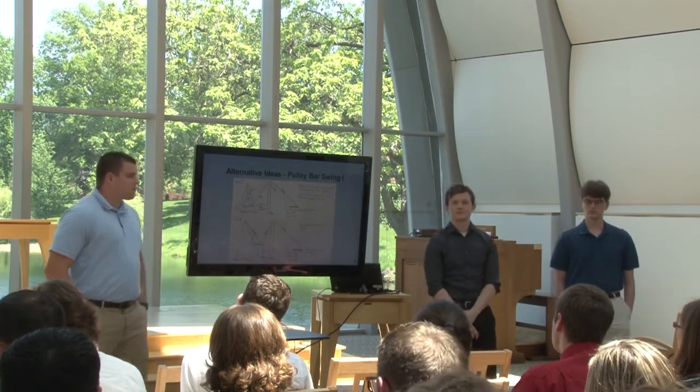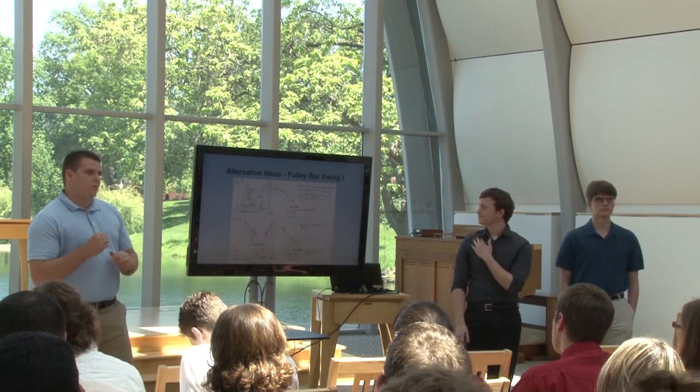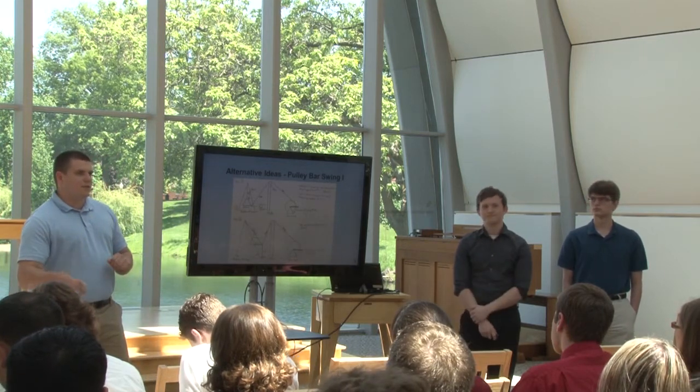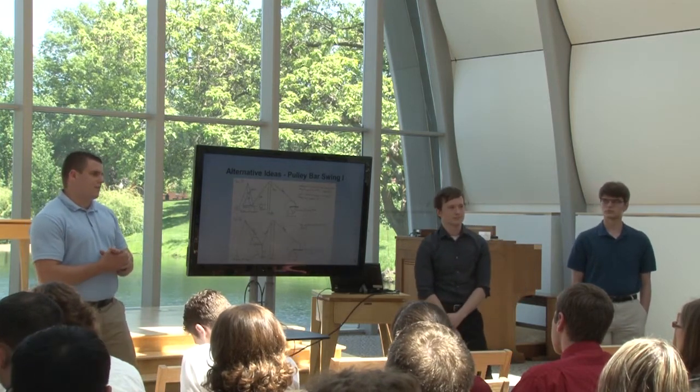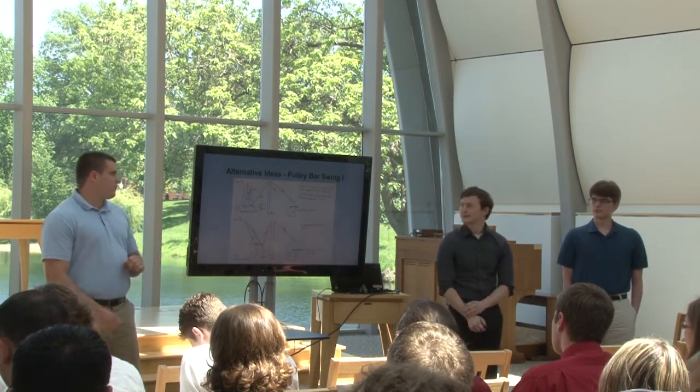The first one is the pulley bar swing system. It uses a platform swing and a pole with a rope attached to a crank. Another person would turn the crank, which would increase the potential energy of the swing, and then release the crank, and the swing would swing back and forth.